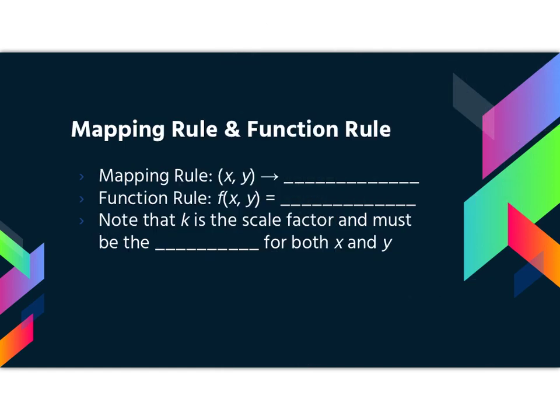So mapping rules for dilations, we're just going to show the scale factor in there. So we have (x, y) goes to (kx, ky). Remember that k is your scale factor, and for a dilation to occur, you have to multiply x and y by the same number. So the function rule for that would be basically the same thing. You would have f of (x, y) equals (kx, ky). K is the scale factor, and it must be the same for both x and y. I can't stress how important that is.